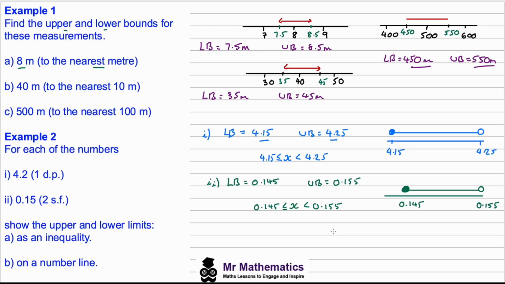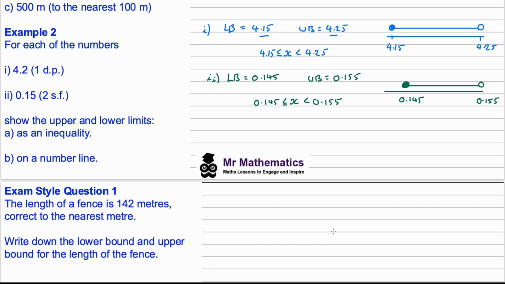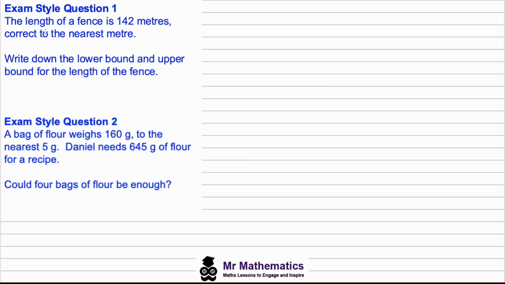Let's try some exam style questions. So in question 1, we're given the length of a fence is 142 meters, correct to the nearest meter. We've been asked to work out the lower bound and the upper bound. And then for question 2, we've been told that a bag of flour weighs 160 grams to the nearest 5 grams, and Daniel needs 645 grams of flour for a recipe. We've been asked, could 4 bags of flour be enough? So do you want to try these questions yourself? You can pause the video, and when you come back, we'll go through the solutions.